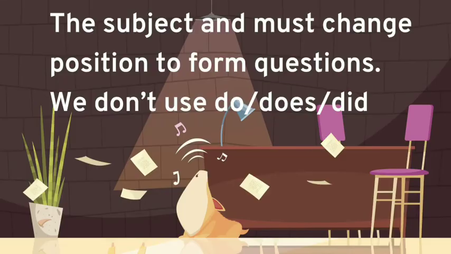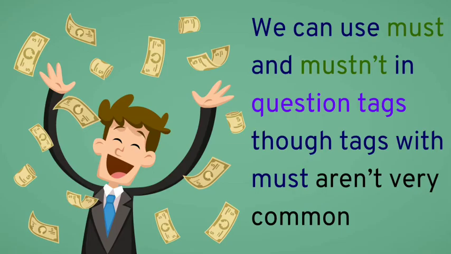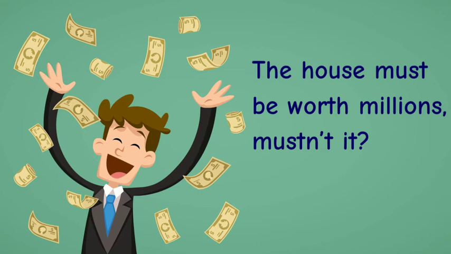The subject and must change position to form questions. We don't use do, does, did. Must you make that noise? We can use must and mustn't in question tags, though tags with must aren't very common. The house must be worth millions, mustn't it?